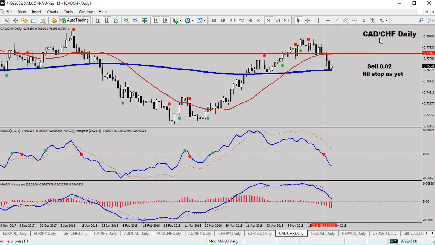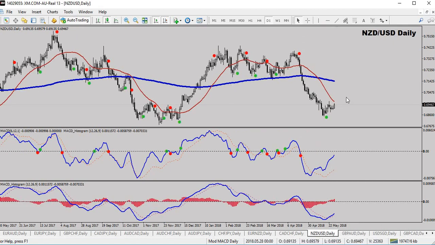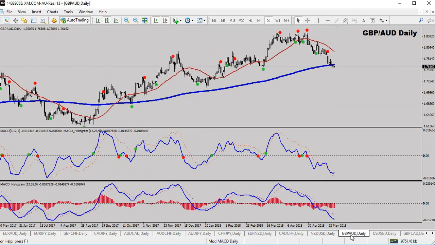Again, Canadian Swiss franc took a sell over up in here. And again, we're at this 240 LMA. I'll have a look tomorrow. Trade management coming up, I'd say. But it's a good result so far. New Zealand starting to head back up towards a possible buy signal. Just keep an eye on that.